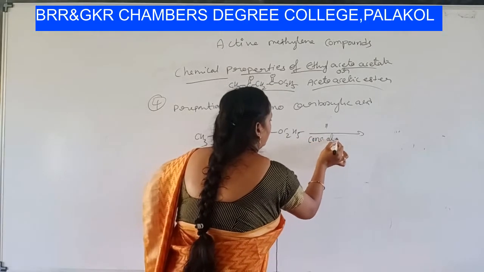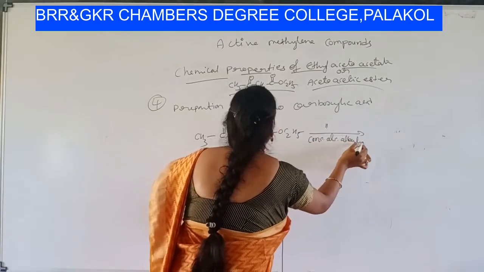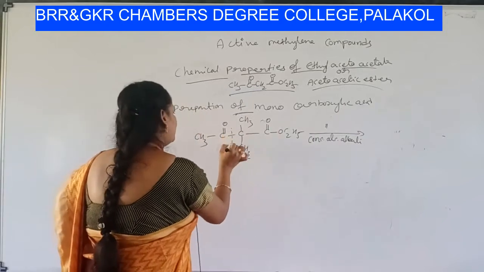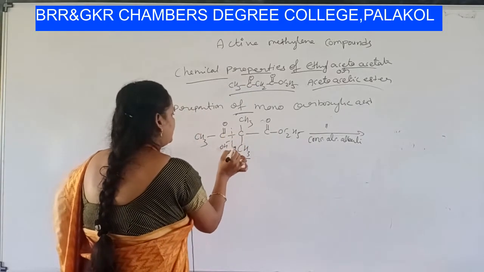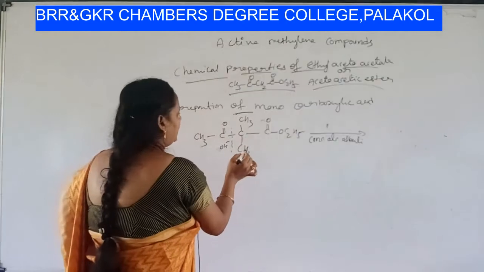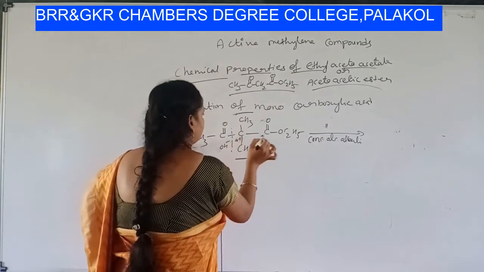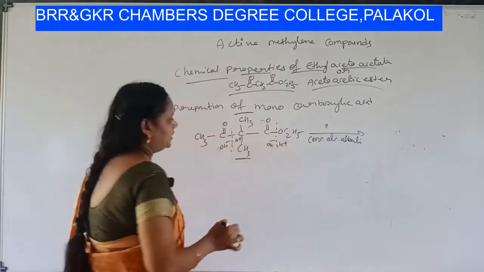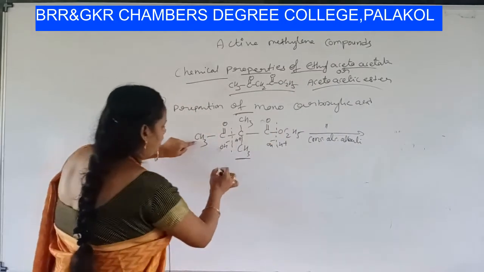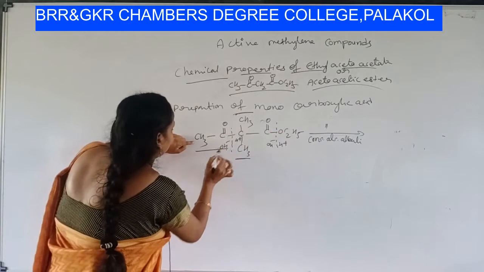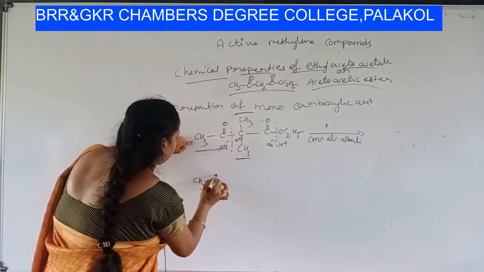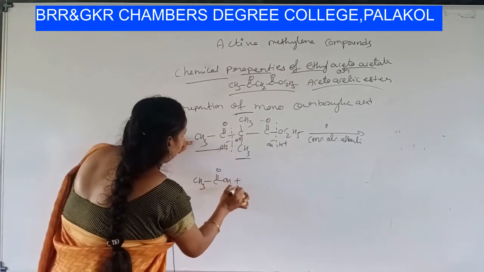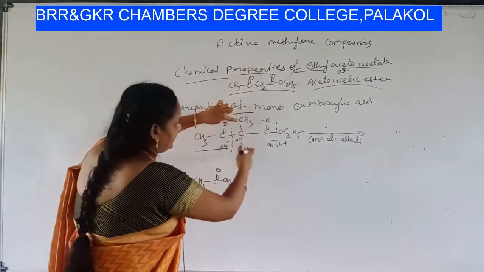Concentrated alcoholic alkali. So the bond will ionize here, OH minus, here H plus, and the bond will ionize here, OH minus, H plus. What are we left over with? The products I will write here so that you will clearly understand. CH3 C double bond OH, plus this product you have to write it from here.